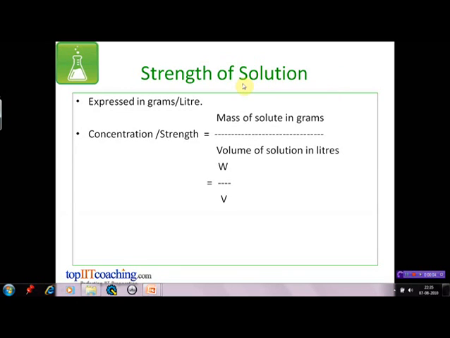Talking of solution, we can define its strength or concentration as the amount of solute in grams present in 1 liter of the solution. So the unit of strength of solution will be grams per liter. We can write it in the form of a simple formula where concentration or strength of the solution is equal to mass of the solute in grams divided by volume of solution in liters. So if we denote mass of the solute as W and volume of solution as V, we can write that the strength of the solution is equal to W divided by V.